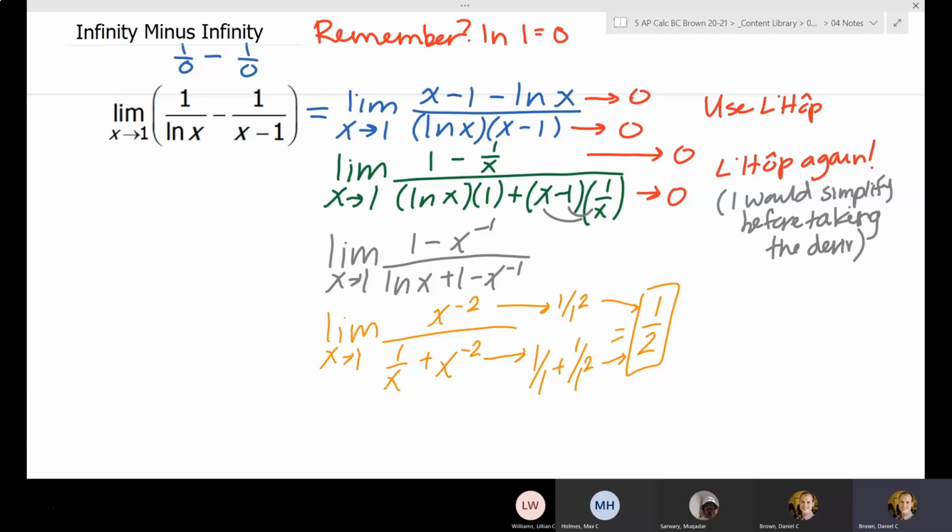The derivative of the natural log of x is, of course, 1 over x. In that denominator, you would need to make sure you use the product rule. Some students might have distributed that natural log across first, but you still would have to use the product rule either way. And then that line in green is after applying L'Hopital's rule the first time. We do see again that we have 0 over 0. So we can use L'Hopital's rule again.